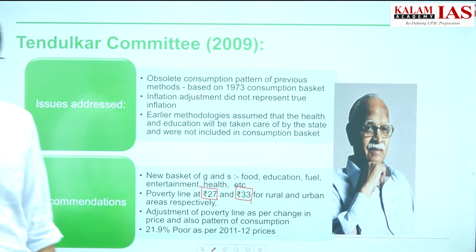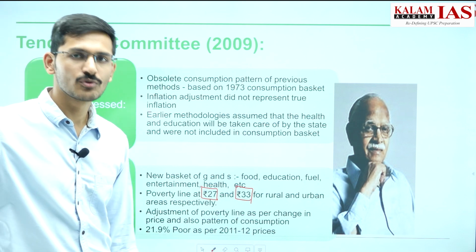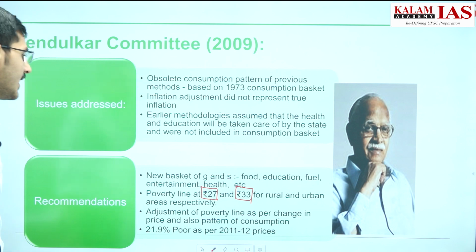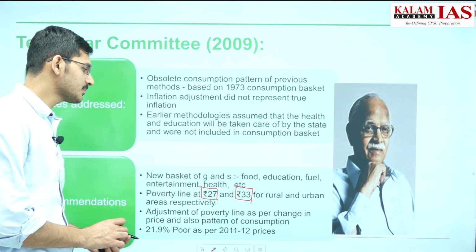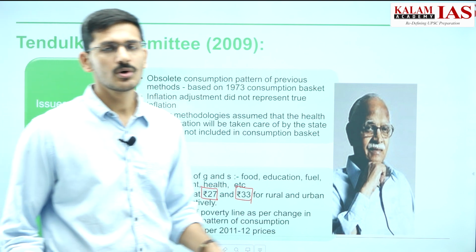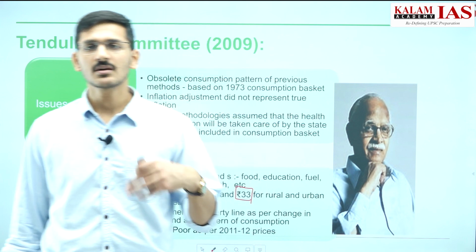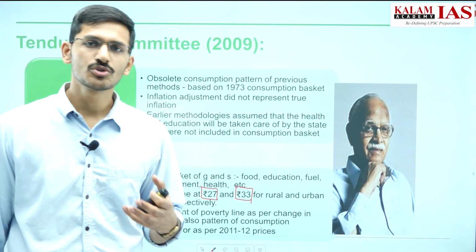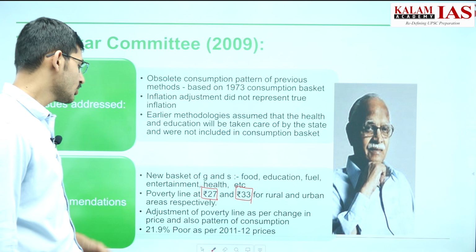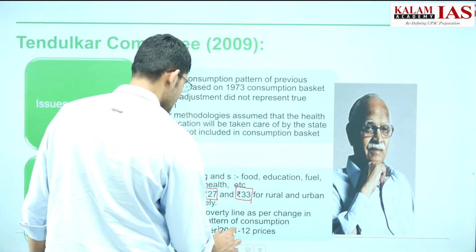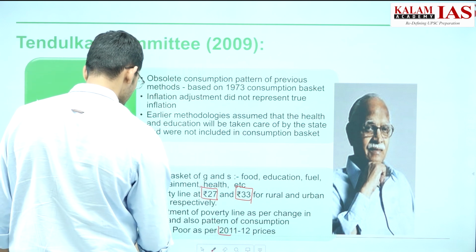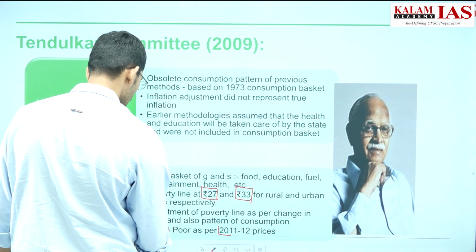Rupees 27 and 33 were the poverty line of rural and urban areas respectively, and the adjustment to the poverty line would change as the price and pattern of consumption change. So they said that as the pattern of consumption changes, the adjustment should be made in the poverty line. As per the 2011-12 prices, 22% of the country's people were poor.